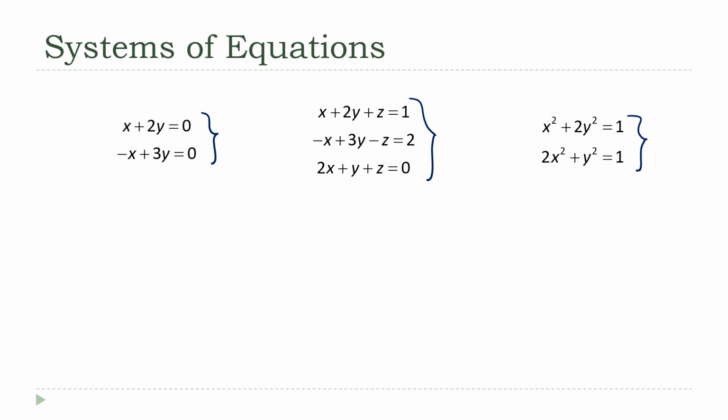These first two examples here are what are called systems of linear equations, because all of the equations in them are linear. And the last one over here is a system of nonlinear equations, because at least one of the equations is nonlinear.